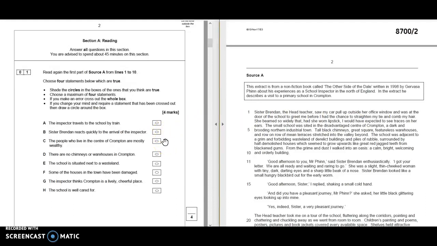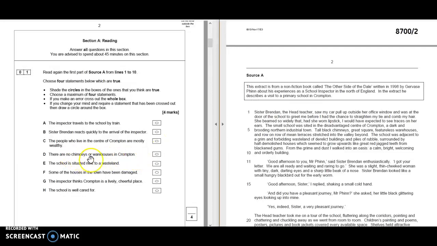C. The people who live in the centre of Crompton are mostly wealthy. Let's read on. She beamed so widely that had she worn lipstick, I would have expected to see traces on her ears. The small school was sited in the disadvantaged centre of Crompton. Okay, so here we've got an antonym, an opposite. So the word disadvantaged is actually opposite to wealthy. If you're disadvantaged, you don't have much. So this shows us that this is false. It's not the same. Okay, they're not wealthy, they're disadvantaged. So false again.